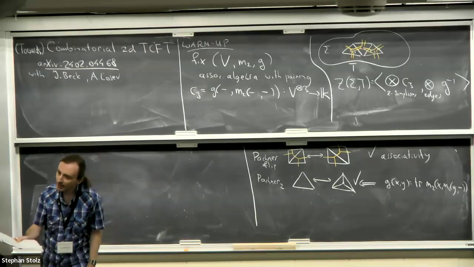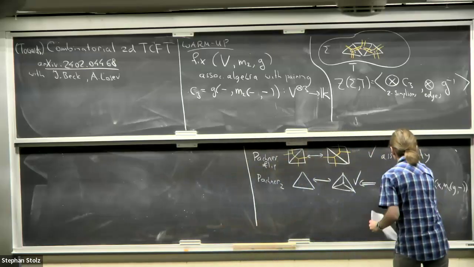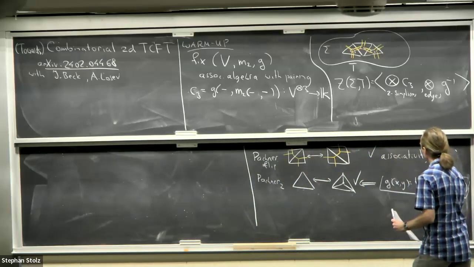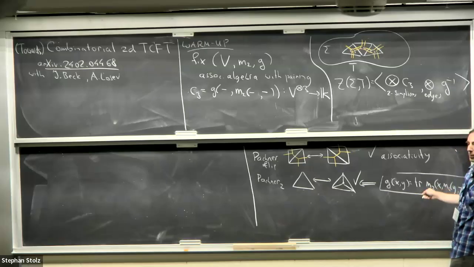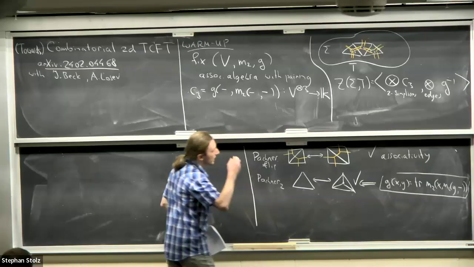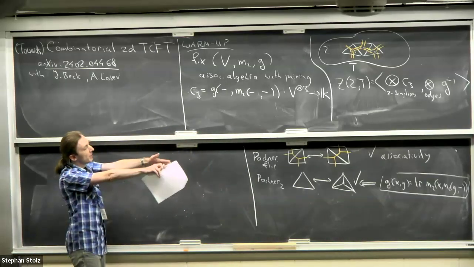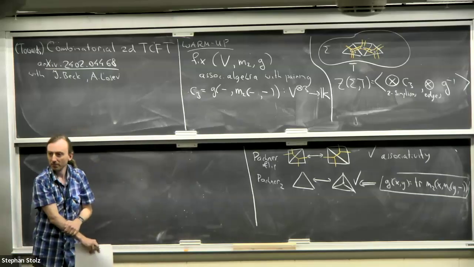So what was the thing about G that implied the second Pachner move is satisfied? This is the condition that G is the form that can be recovered from the product by this formula. It's almost if and only if, under some mild extra condition that the range of M2 is the entire V, then it would be if and only if.